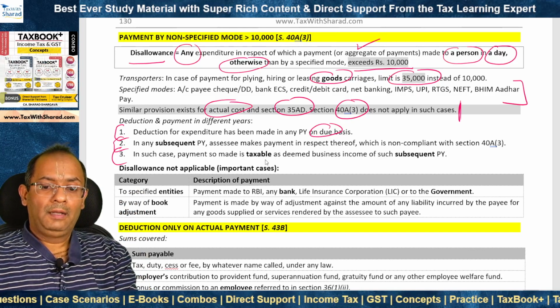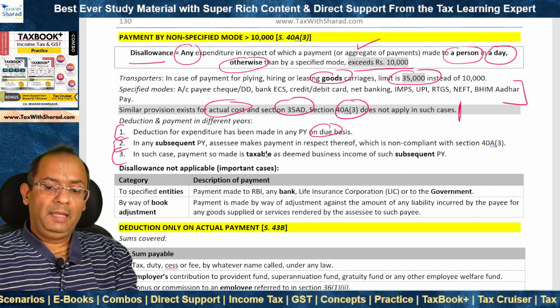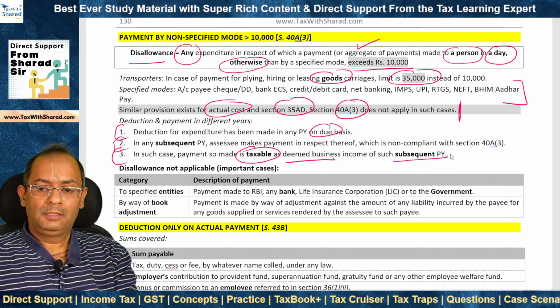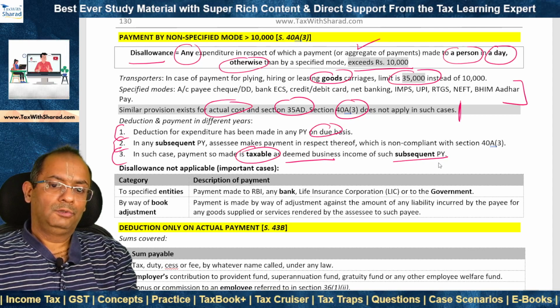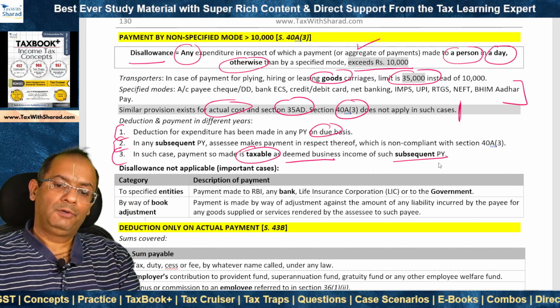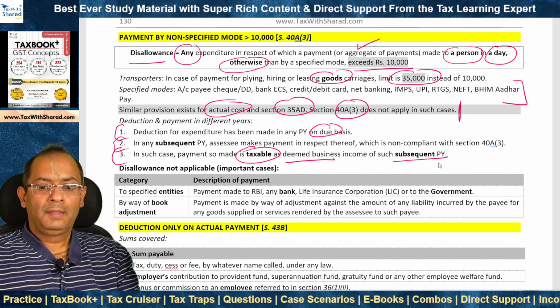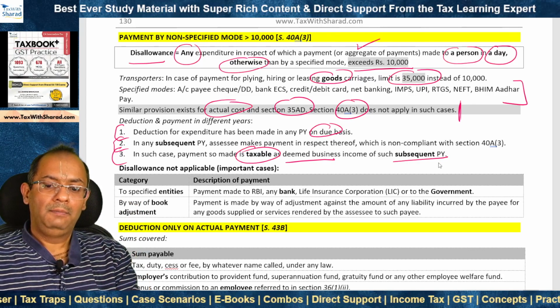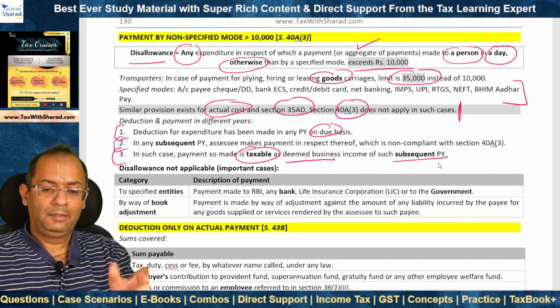So the other way around is to make this payment taxable as deemed business income of such subsequent previous year. So the effect becomes the same. While the expenditure was allowed in the earlier previous year, in the previous year in which the non-compliant payment is made, deemed business income becomes taxable to the extent of that payment.